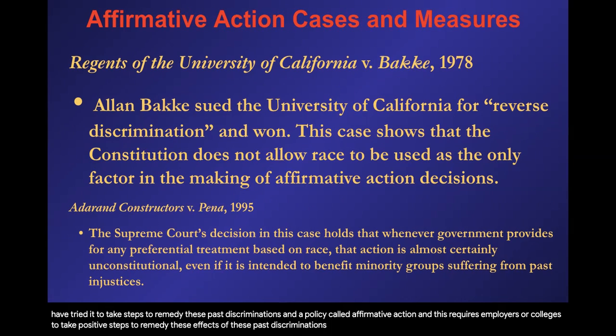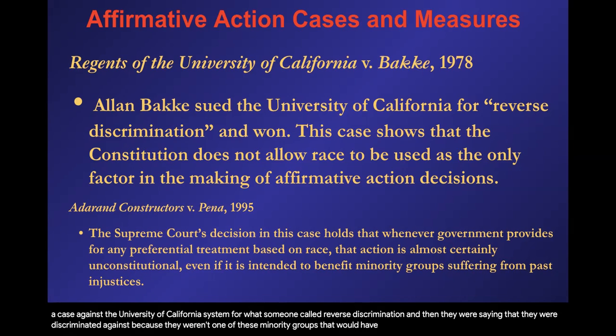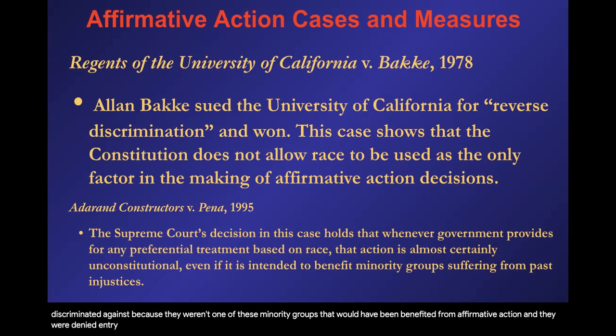So here in California, we've had some cases against this. We actually had a case against the University of California system for what someone called reverse discrimination. They were saying that they were discriminated against because they weren't one of these minority groups that would have benefited from affirmative action, and they were denied entry into the college, into the UC system.